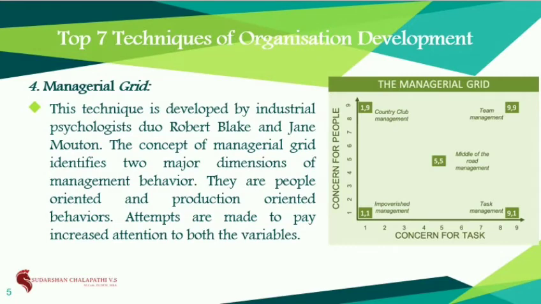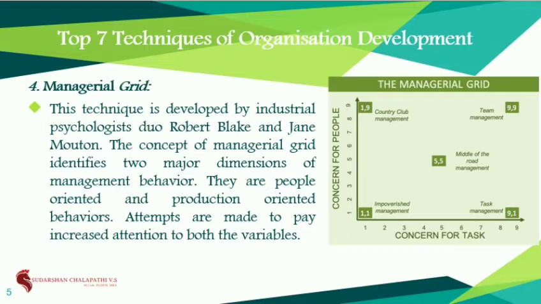The next technique of organizational development is the managerial grid. This technique was proposed by industrial psychologists Robert Blake and Jane Mouton. The concept of the managerial grid identifies two major dimensions of management behavior. The first dimension focuses on people, and the second dimension focuses on production. That means they are oriented towards people who are working in the organization and production that the organization has taken up.